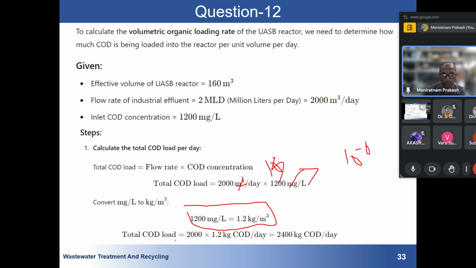So total COD will be the flow of 2000 multiplied by 1.2 kg COD per meter cube, that is 2400 kg COD per day. So this much COD per day is coming into our system.